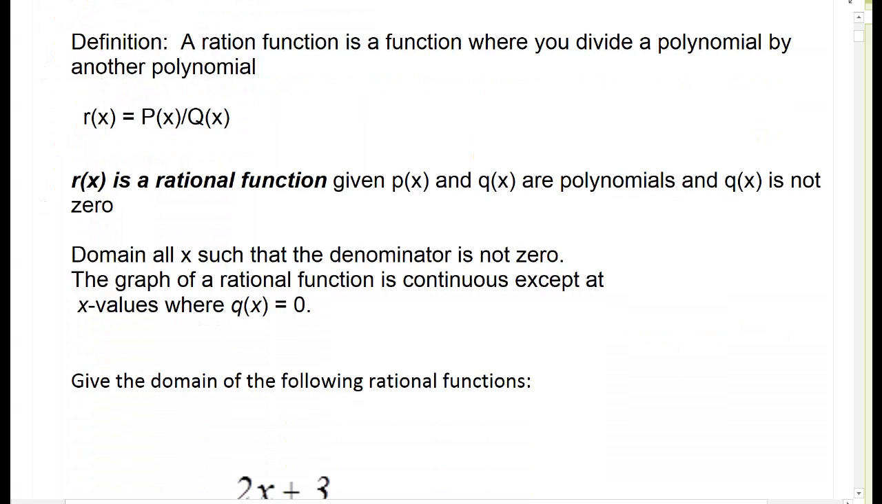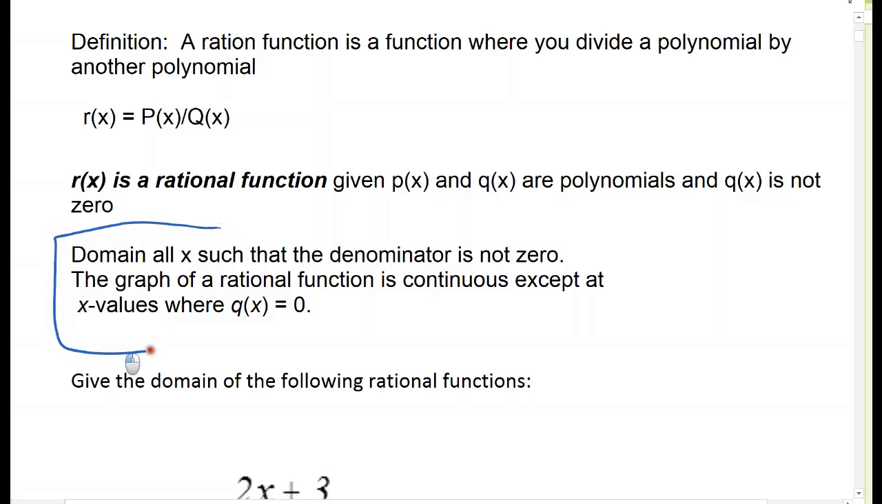Right, a rational function is a function when you divide. A rational function is the type of function where you have a polynomial divided by a polynomial. So again, they have to be polynomials in the numerator and polynomials in the denominator. So p of x would stand for a polynomial, q of x would stand for a polynomial. So r of x is a rational function given those are polynomials, and the q part is not 0, right?